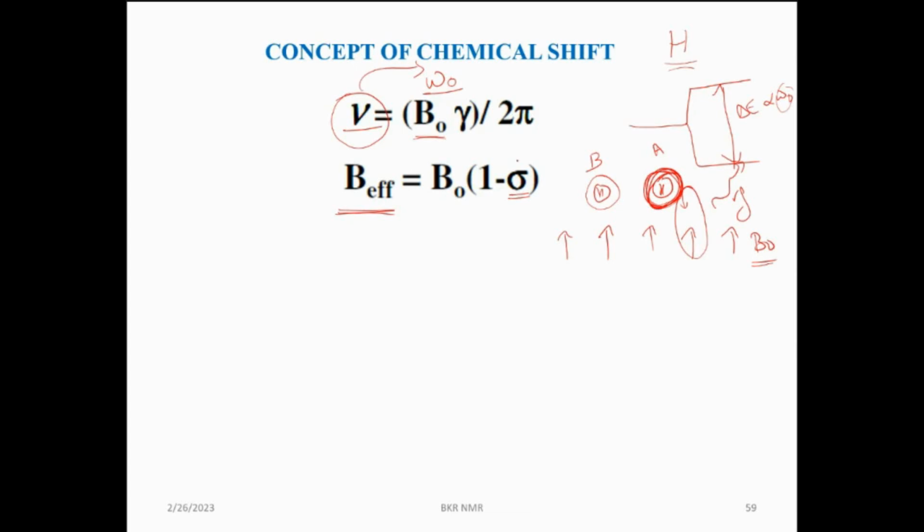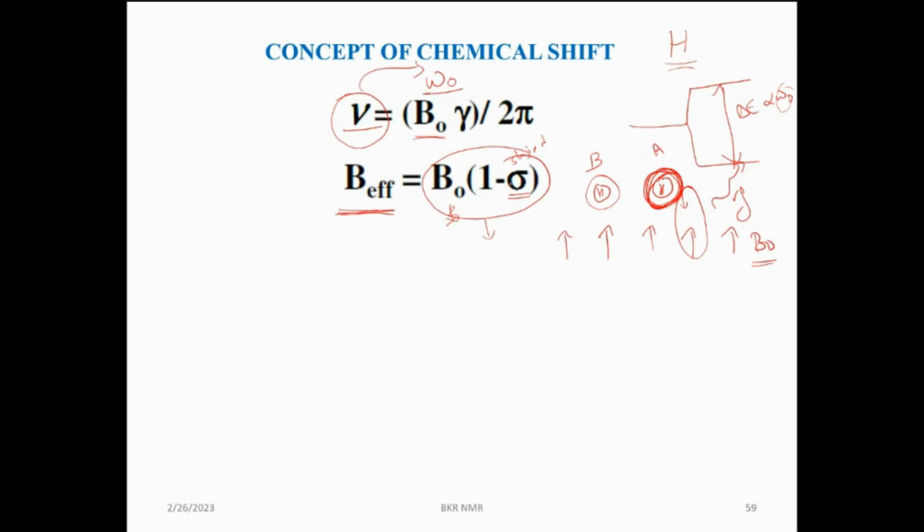So if I am shielded, what will happen? I'll be having 1 minus sigma, so the B0 will decrease. What will happen? The B effective will be less than B0. If I am shielded, sigma comes with a negative sign. Therefore, the right hand side will become less. Therefore, B effective, the field experienced by me, will decrease.